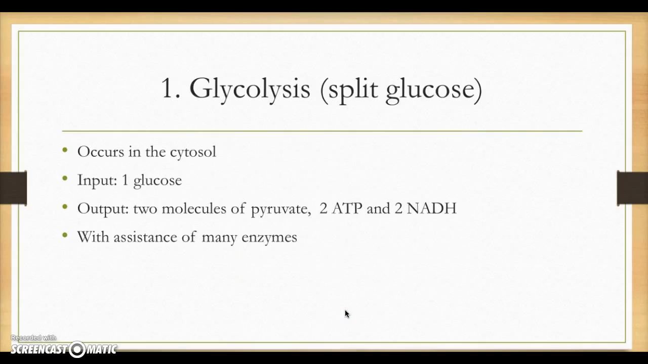So the first stage of cellular respiration is glycolysis. It is basically just splitting glucose. This reaction occurs in the cytosol. The input of this reaction is 1 molecule of glucose, and the output of it is 2 molecules of pyruvate, 2 ATP, and 2 NADH. This reaction needs assistance of many enzymes.